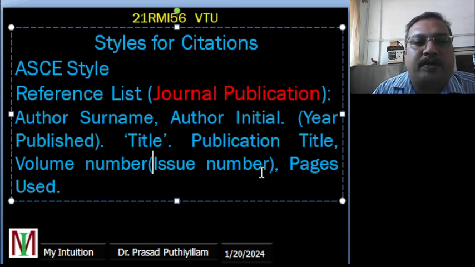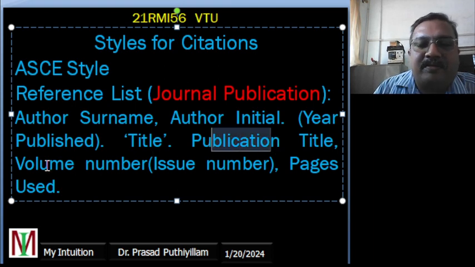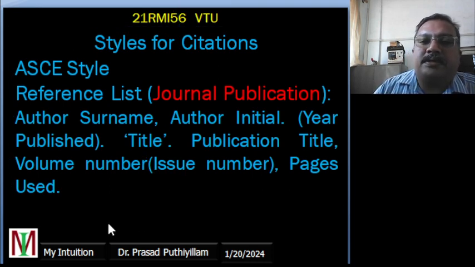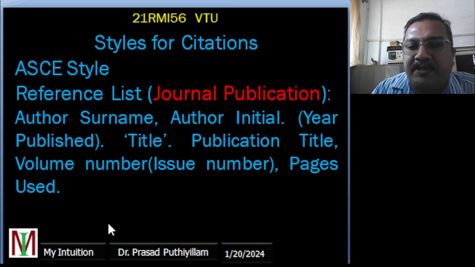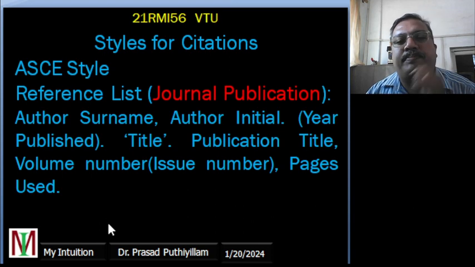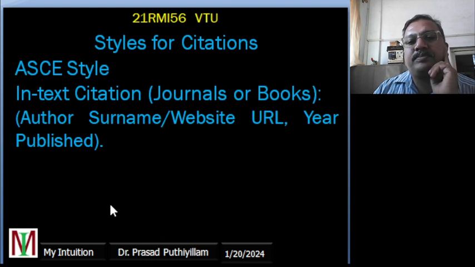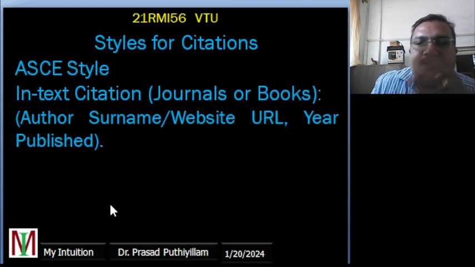Some journals, a particular volume will have many issues. Some journals will not have an issue. There we have to mention only the journal name and volume, then directly we can mention the page numbers from to, that also we need to mention. The issue has to be put in the bracket. This is as per the ASCE style. ASCE means American Society of Civil Engineers, their style of representing the data.